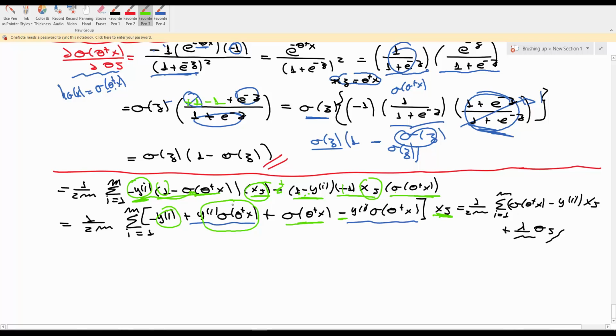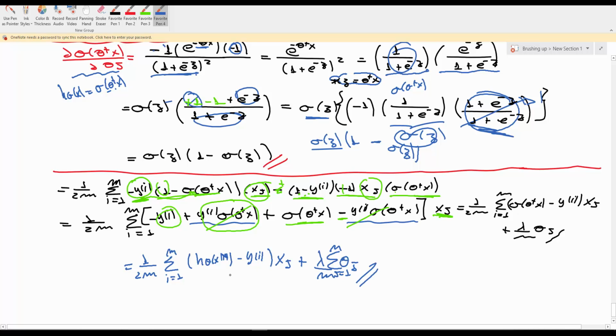So the result, as you can see, is that we can take down these two, and I'm going to make this clear. Okay, so what we obtain is 1 over 2 times m times the summation from i equals 1 until m of h sub theta of x sub i minus y of i times x sub j, and of course the derivative of the regularized term, which is lambda over m times theta sub j, until n, and this is the result, and this is the derivative.